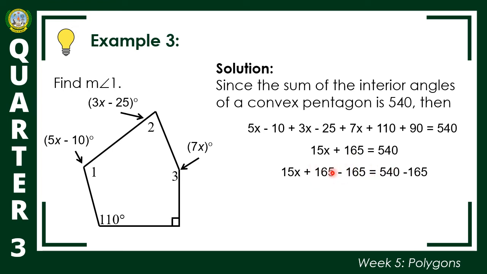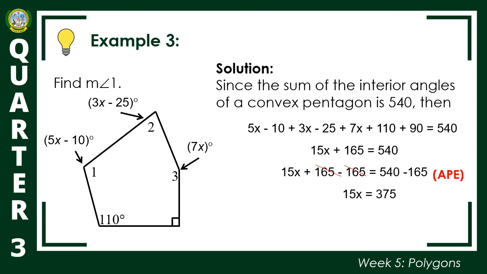And this will become 0. Cancel natin. So, magiging 0 na yan. 15x na lang yung matitira. And then, 540 minus 165 is 375. Okay? So, after nito, ang next nating ipe-perform is MPE or yung multiplication property of equality para maalis yung 15 sa tabi ng x.